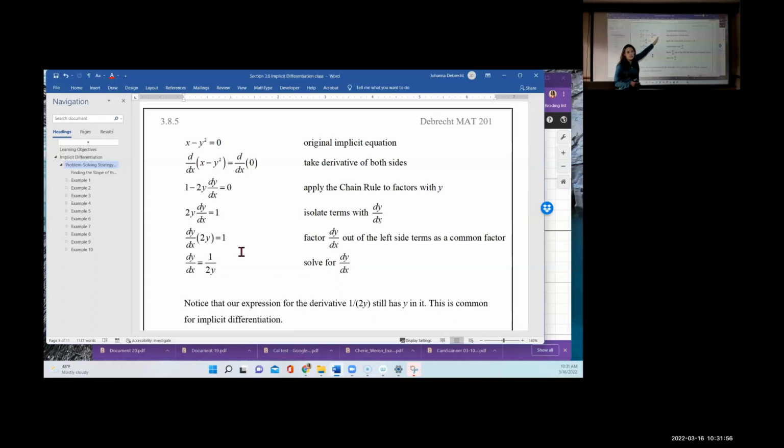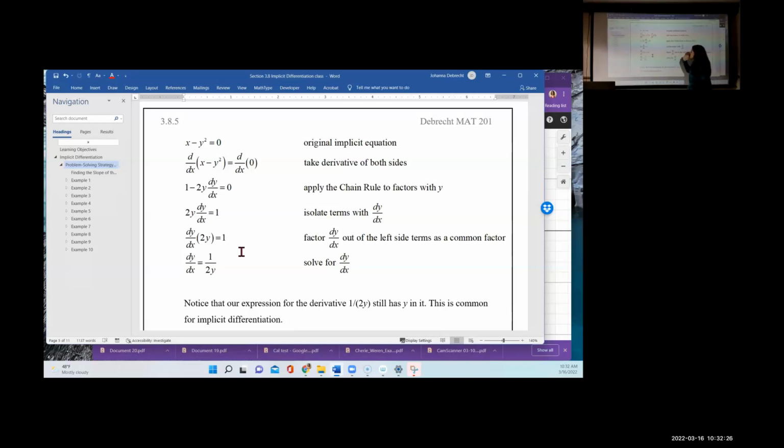Now the derivative of 0 is just 0, so that doesn't change. The derivative of x with respect to x is 1, but the derivative of y squared with respect to x is a composed function. The outside is the second power, so it's 2 times the inside frozen, y to the first, times dy/dx. This is applying the chain rule to anything involving y, right?